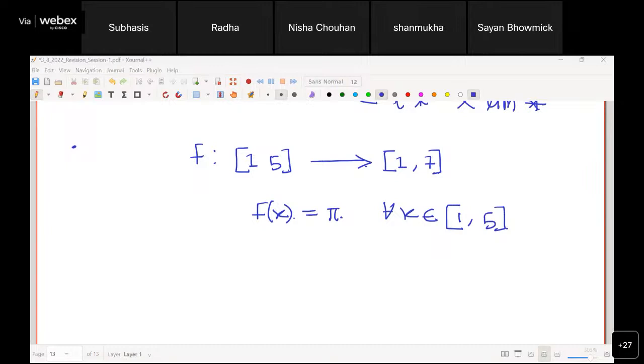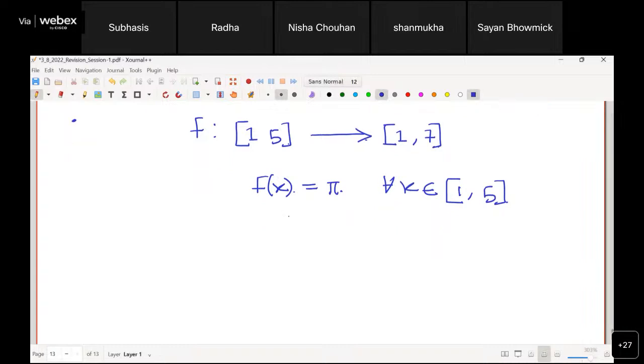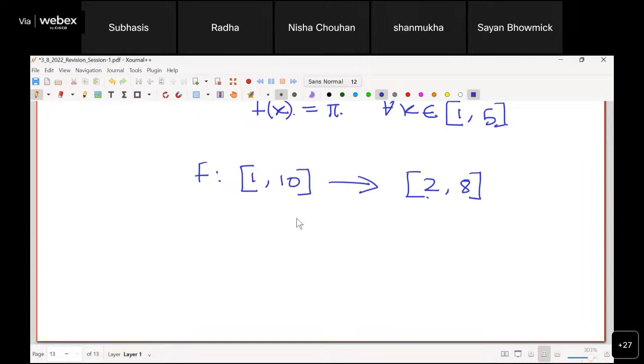I am not going to discuss all those options. Let me take the second option. Say you want a continuous function from the closed interval 1 comma 10 to the closed interval 2 comma 8, such that f of 1 is equal to 3 and f of 10 is equal to 5.